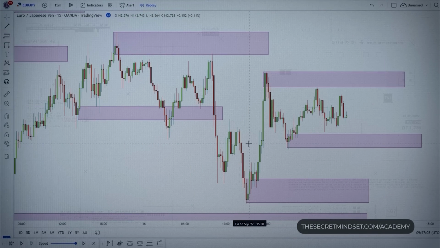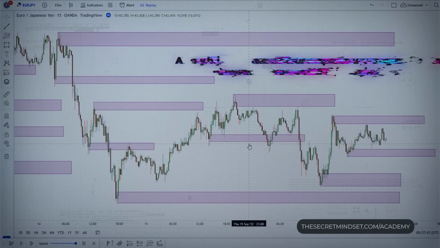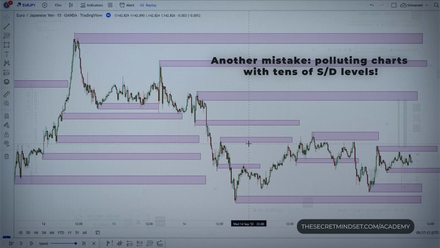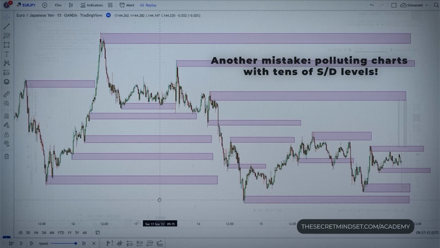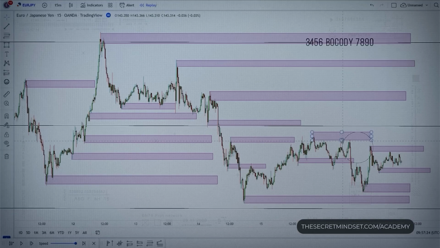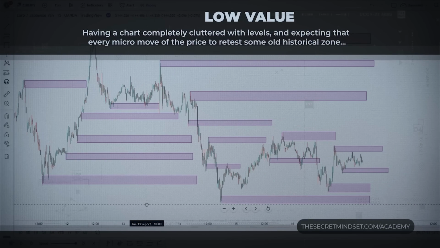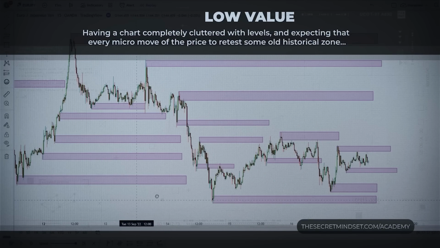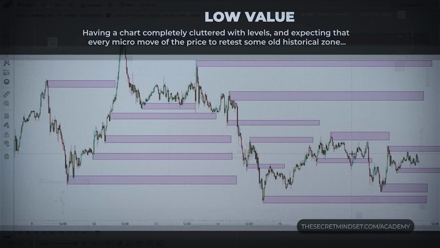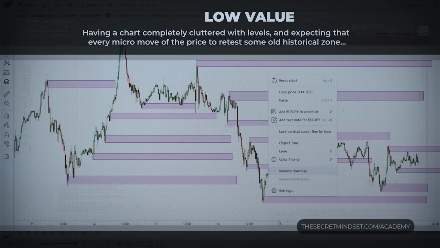Plotting supply and demand should be done with some logical approach. Often, traders tend to pollute charts with 20 or 30 levels, where the whole meaning of anticipating the rejections will lose its value. There is a low value in having a chart completely cluttered with levels, where the trader expects that every micro move of the price should retest some old historical zone and price reacting to it.